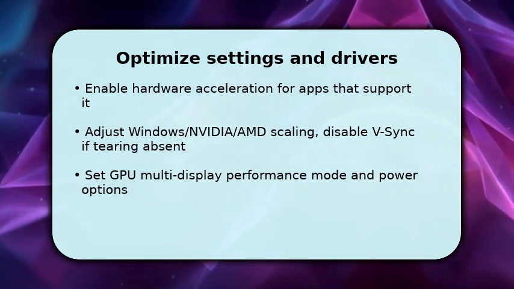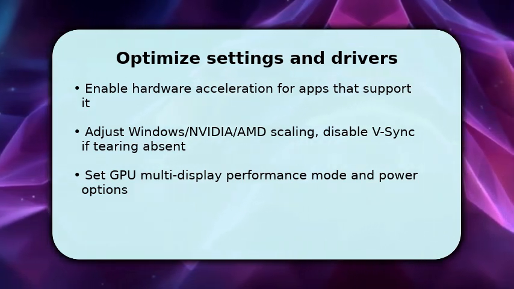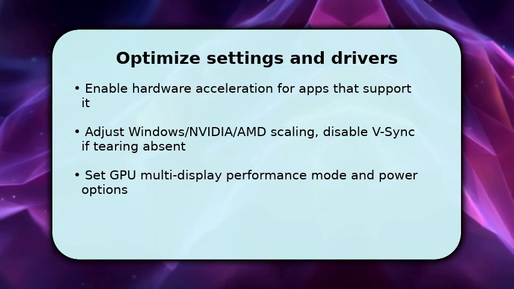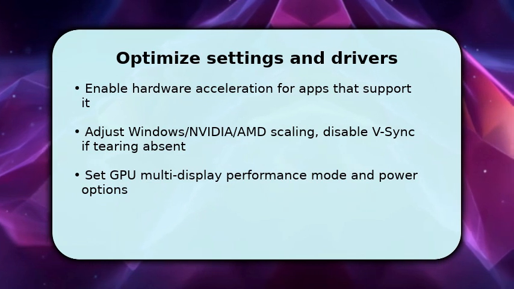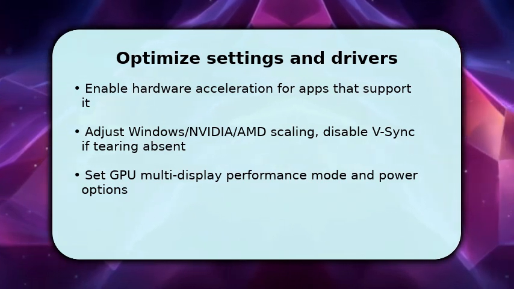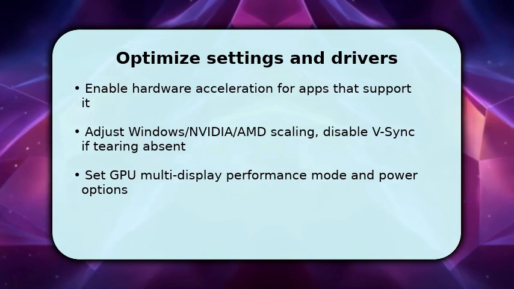If you're not seeing tearing, turn off VSync. Otherwise, use Adaptive Sync. Tweak Windows display scaling and graphics performance preference per app. These measures cut compositor overhead and keep frame delivery consistent across both screens.